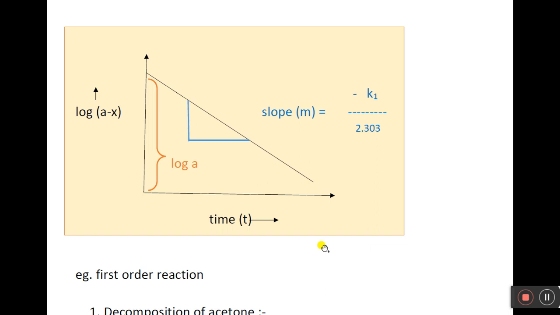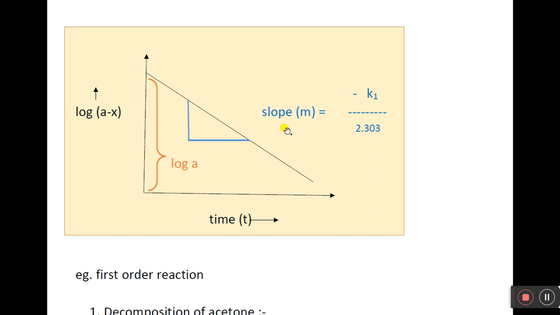This is a graph of, here the figure name should be there, plot of log of A minus x versus time. Okay, on the x-axis, the bottom axis is called the x-axis, and the vertical axis is the y-axis. On the y-axis we have log of A minus x, and on the x-axis we have time. If we plot log of A minus x versus time t, we get this line with a negative slope.